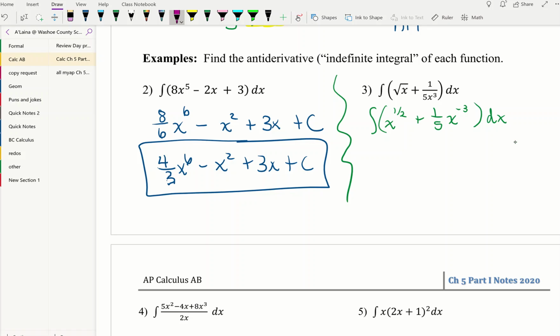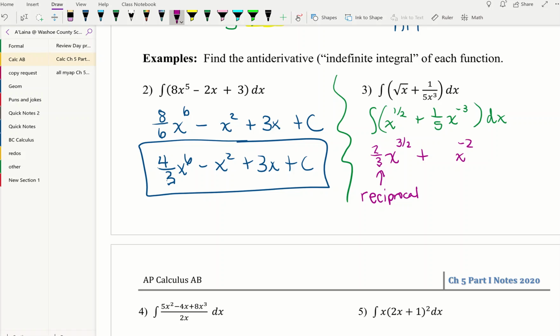All right, well, as I integrate this, I'm going to use the power rule. I'll add 1 to the power. Now, I want to divide by this power. Remember, when you divide by a fraction, you multiply by its reciprocal. You are doing 1 divided by 3/2. Plus, I'm going to add 1 to the power, and I'm going to divide by -2.